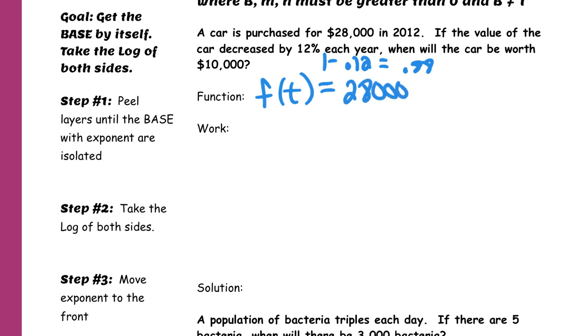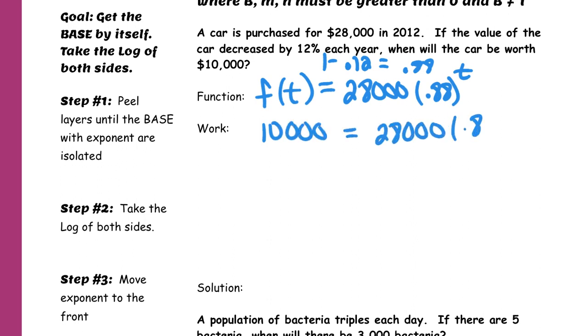28,000 is my A value, my starting value. And then we're going to keep 0.88. And there's our time as time goes by. Now they want to know when. Notice our when is an exponent. Somehow or another, we've got to get the exponent down. So here we're going to say 10,000 equals 28,000 times 0.88 to the t. And we have to get that variable down.